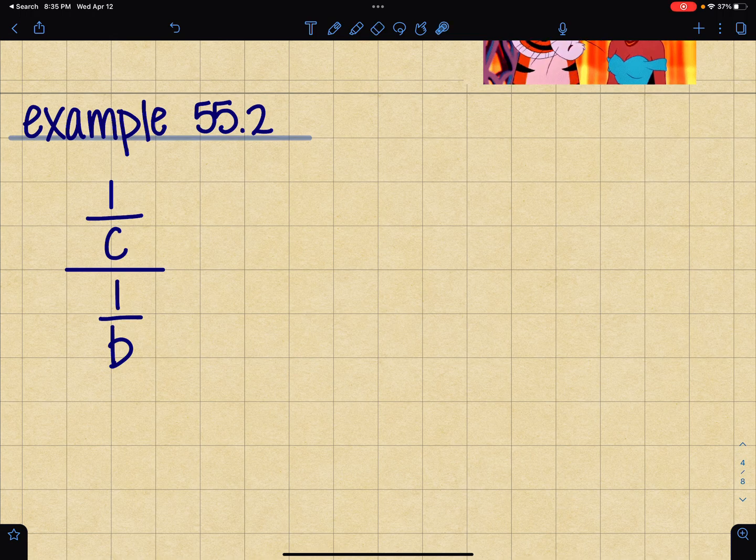All right, here we've got a fraction over a fraction. That makes it a complex fraction. We've got 1 over C on top and 1 over B on the bottom.